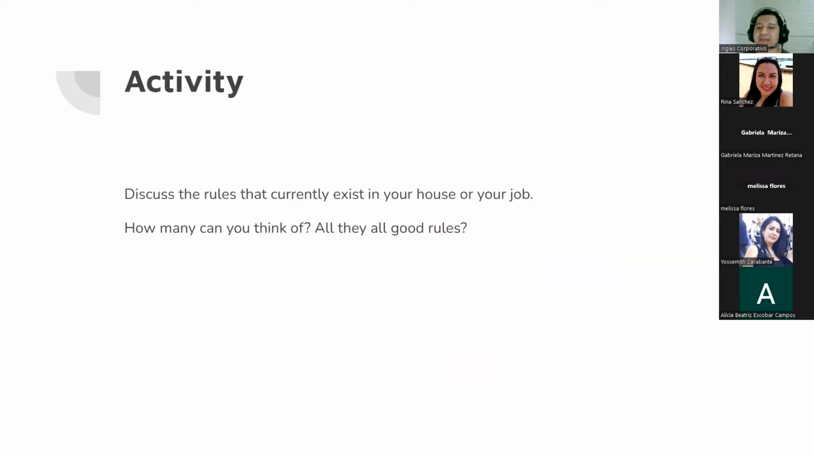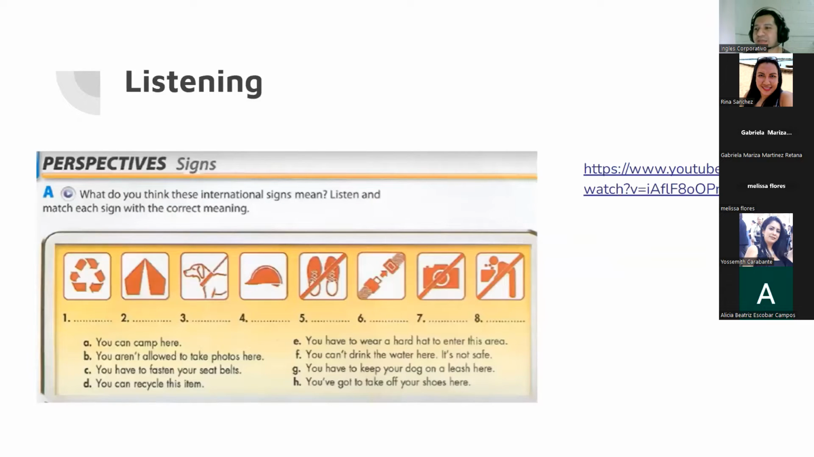We have a lot of listenings, but we are going to check them on Monday because we don't have enough time. We just have like 3 minutes. And also, if it is possible, this discussion that we have, like the rules that you have in your house, you can write them on a piece of paper, like 2 or 3, and bring them tomorrow, right? Because tomorrow we will have classes and we are going to use that vocabulary.